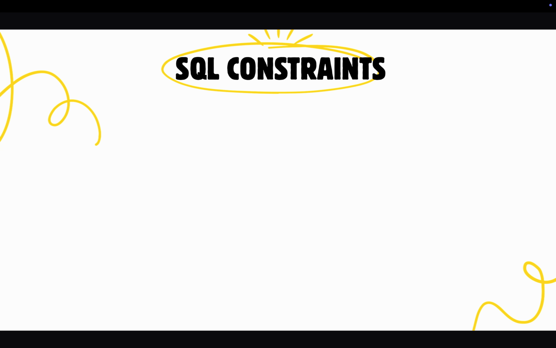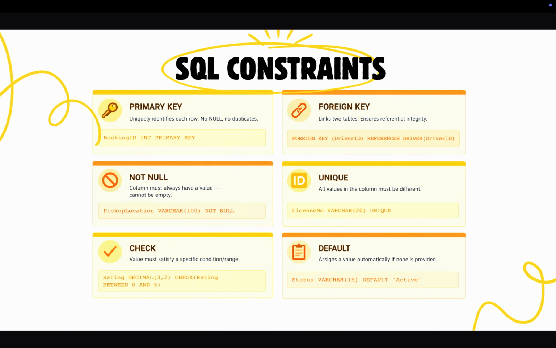Now let's discuss some constraints. SQL constraints are used to enforce rules and maintain data integrity within database tables. Primary keys uniquely identify each record, while foreign keys create relationships between tables. Not null constraints prevent empty values. Unique ensures there are no duplicate entries, and check validates specific conditions. Default constraints automatically assign predefined values when no value is provided. These constraints help maintain accurate and reliable data in database systems.